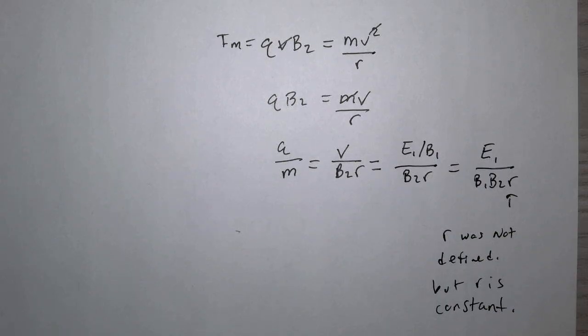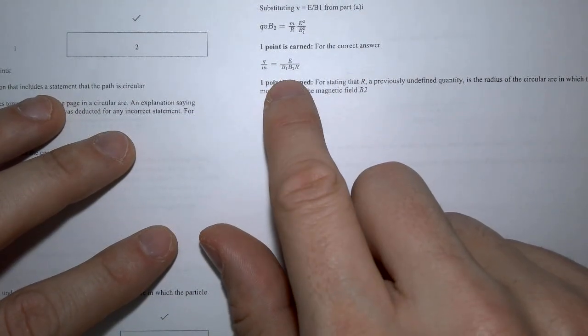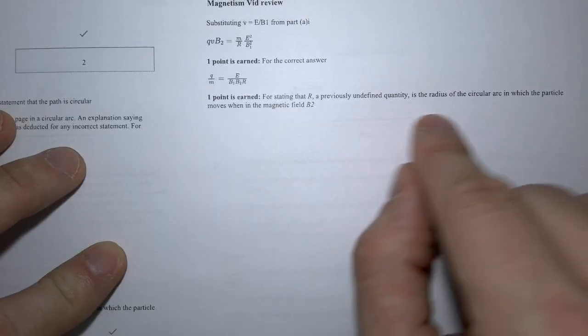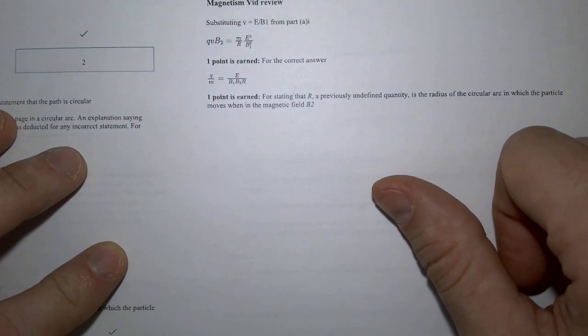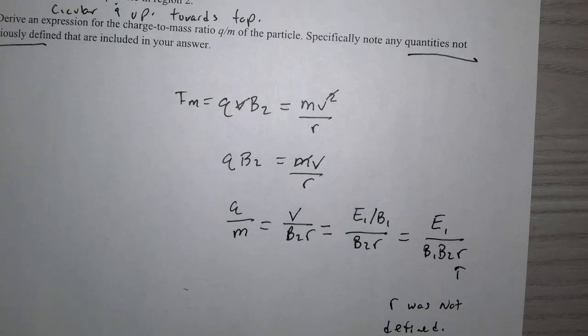Normally, if you use a variable that's not allowed, you don't get points for the entire thing. But on the mark scheme, it says this. It says E1 divided by B1 B2 r, and one point for stating r is a previously undefined quantity, the radius of the circular arc the particle moves in the magnetic field B2. I've never seen that before. But AP's allowed a freebie every once in a while. They do really good stuff.